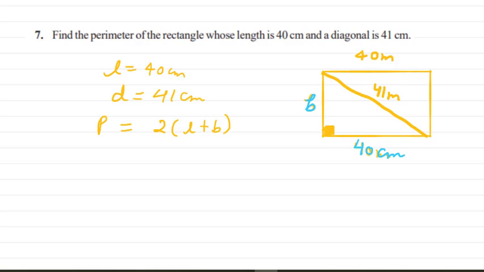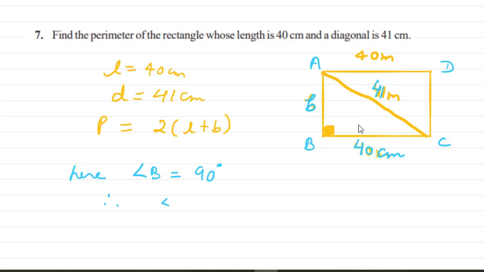So now you can find out the length of the B. The diagonal is given as 41, that will become the hypotenuse of the triangle. If you want to mention it, you can write it here as ABCD. Here you can write angle B is equal to 90 degrees.